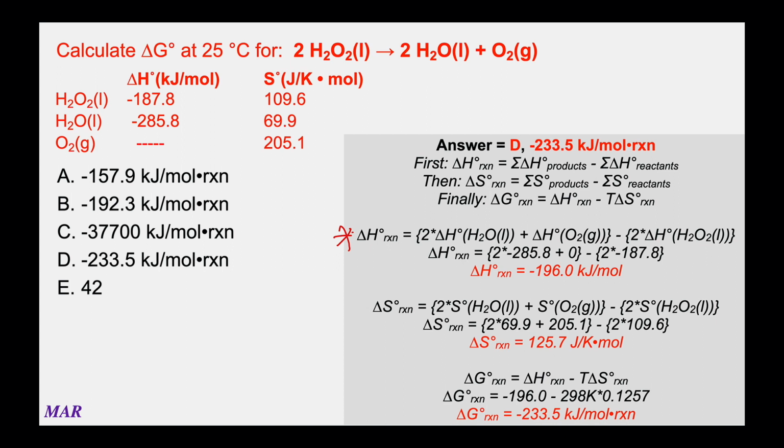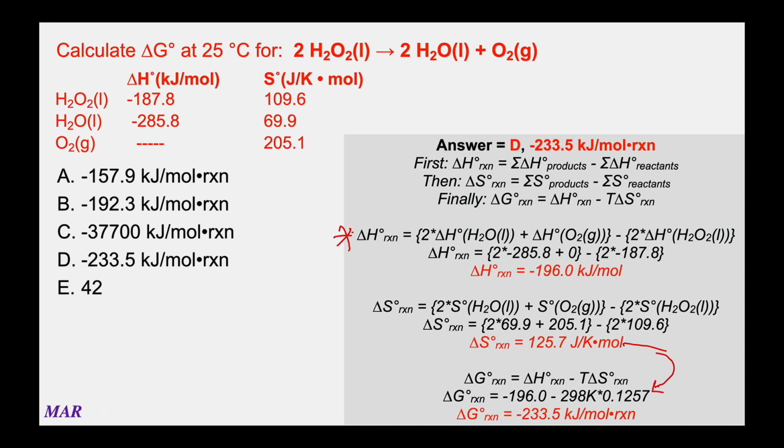Finally, you plug all of this into delta G. Delta G equals delta H minus T delta S. I do recommend that you turn the joules into kilojoules right there. So I divided by 1,000, 0.1257 would be the kilojoules. That way I have kilojoules and another kilojoules number. You don't want to use joules and kilojoules. That would mess everything up. Anyway, if you did it all right, minus 233.5 kilojoules per mole of reaction, answer D.